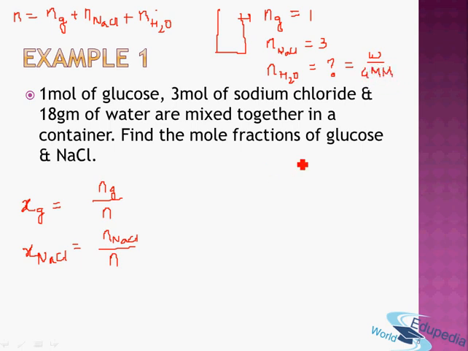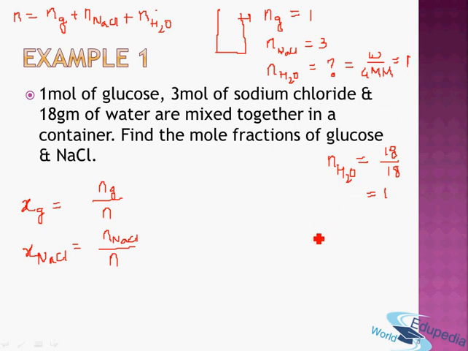So moles of water will be the mass of water, given as 18 gram, divided by the gram molar mass of water. What is the gram molar mass of water? H2O: hydrogen has atomic mass of 1 and oxygen has atomic mass of 16. So 1 into 2 plus 16, that is 2 plus 16, that is 18. So the gram molar mass of water is also 18, so moles of water is 1.